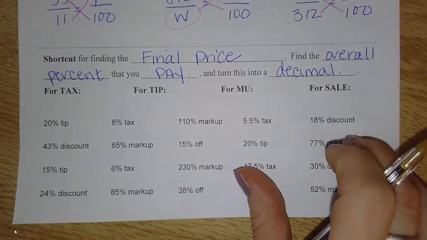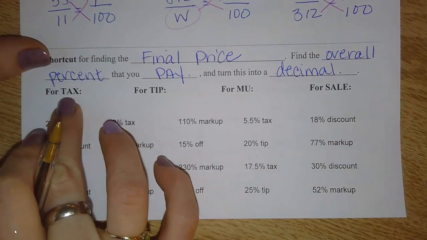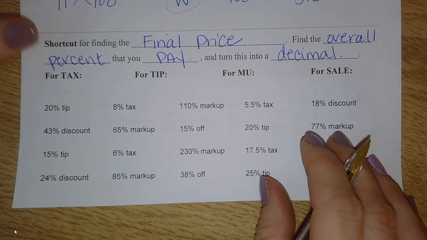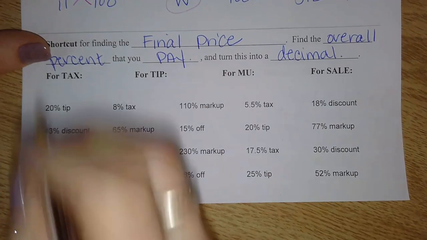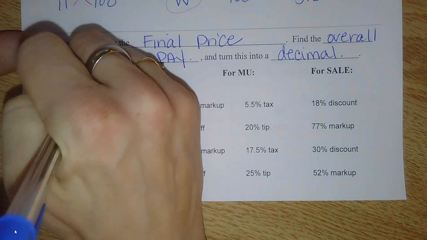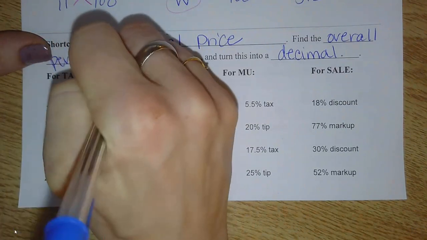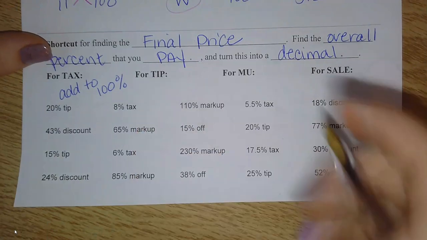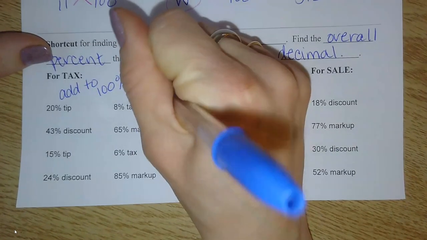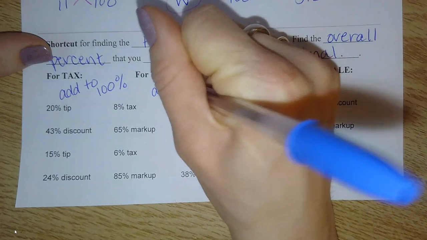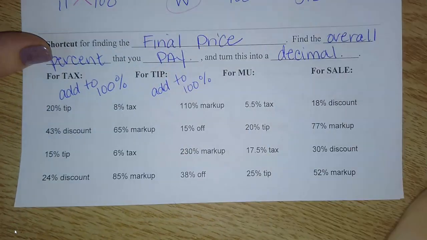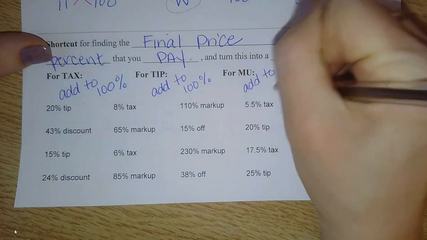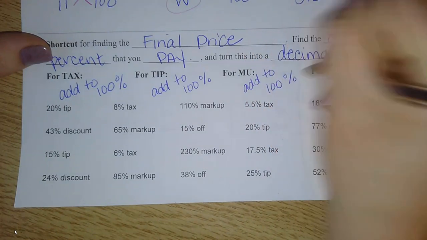Okay? So for tax, taxes make your total go up. Taxes are an extra percent that you're paying on top of your total already. So you're going to add to 100%. Same thing for tip. Tip is extra, goes on top of your total bill, makes your total go higher. Again, you add to 100% for the tip. Same thing with markup. Add to 100% for a markup.